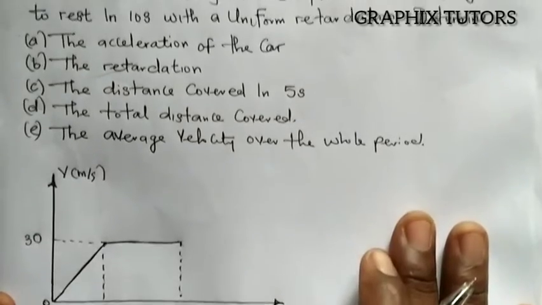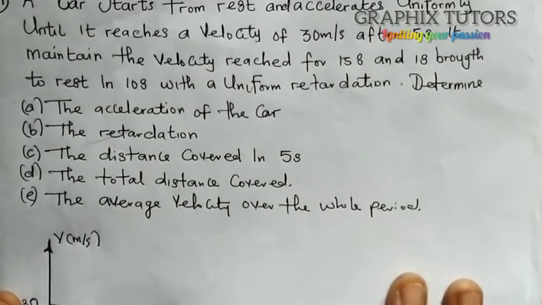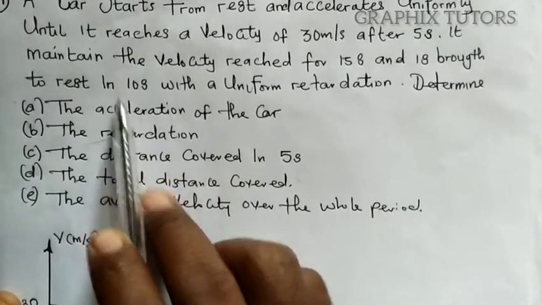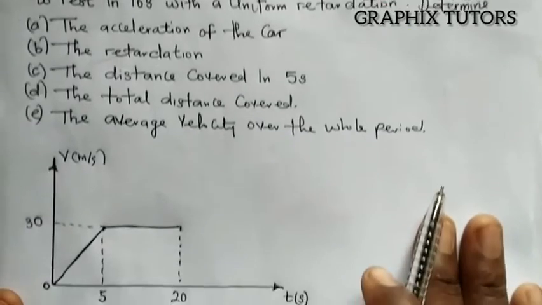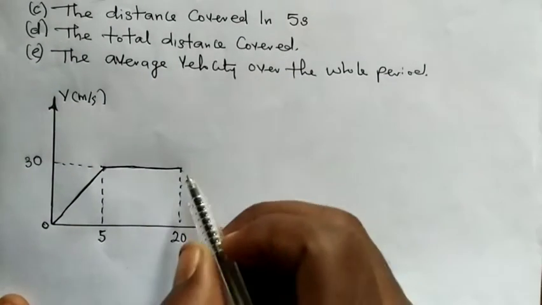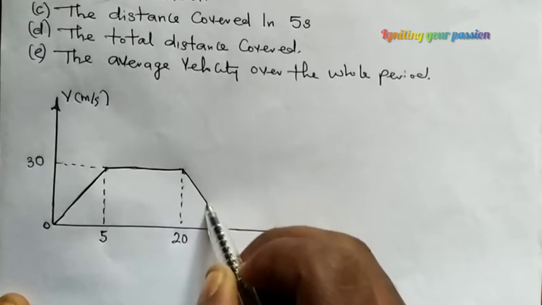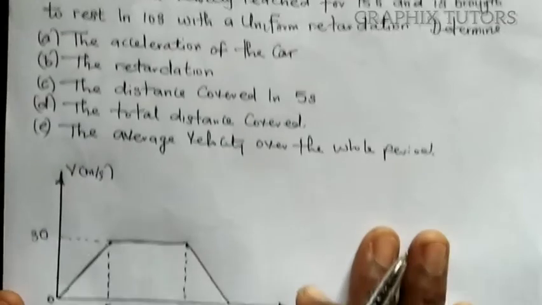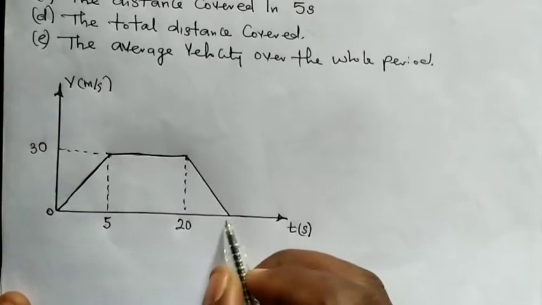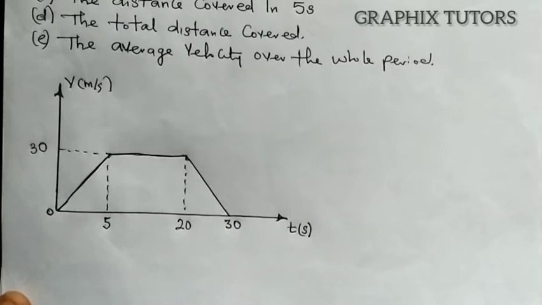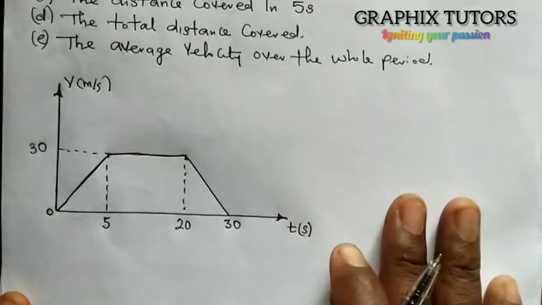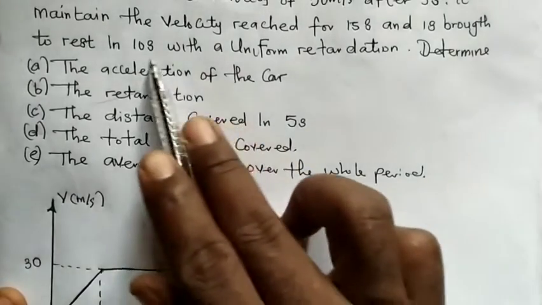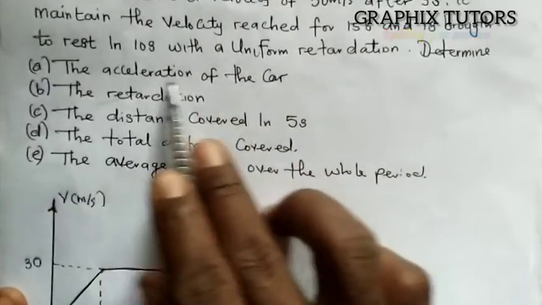Now also, we have that it is brought to rest in 10 seconds with uniform retardation. So when you say retardation, that means it is decelerating. It's coming down. It's brought to rest, back to this point here, for 10 seconds. So what you do, you're going to add 10 to 20 and you're going to be having 30 here, right? So now from this point here, in 10 seconds with uniform retardation, determine the acceleration of the car.